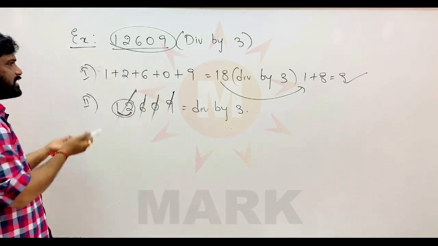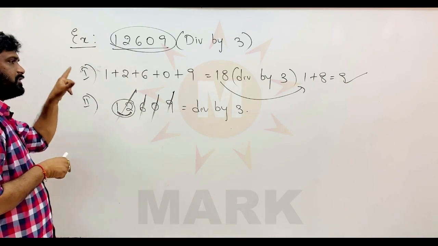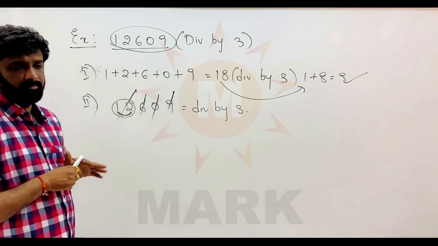Now we will take the same number and we will check the divisibility of 9 with both the methods, with the sum of the digits method and also with the cancellation technique.